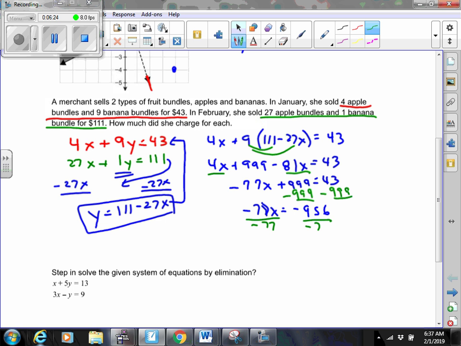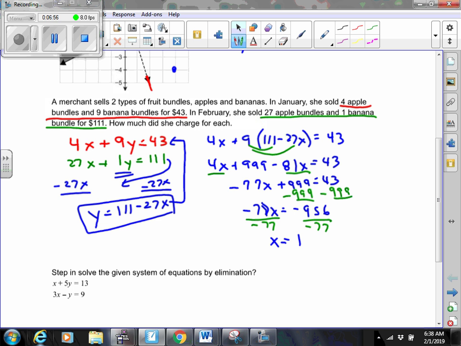Don't panic. I'm doing some of that in my head. So x equals, not a good question because I don't know. Let me cheat real quick. Let me put that in my calculator. Give me a second. Here we go. 956 divided by 77 equals. Uh-oh. I have a mistake somewhere.